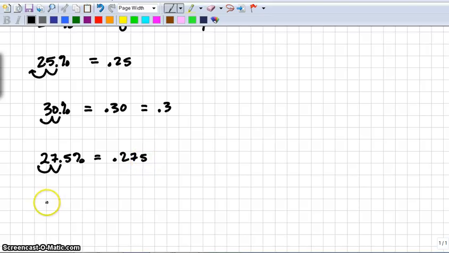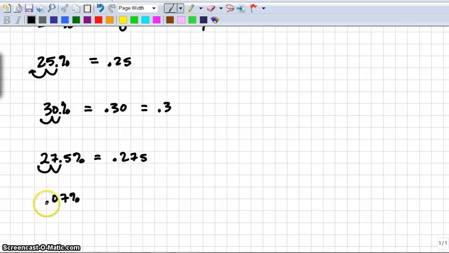What about a number that has a decimal point in it, and when you move it to the left, nothing happens? Let's say, for example, a number like 0.07%. It's a very small percentage, right? And so if you move the decimal point 2 places to the left, there's nowhere to go.